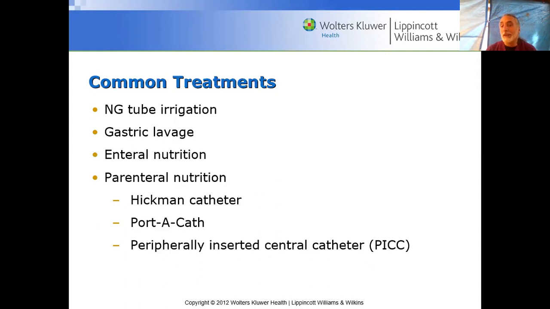So, common treatments: we may place an NG tube for irrigation to wash the stomach out. That's a gastric lavage there. With providing enteral nutrition. As you're picking up in pharmacology, enteral, parenteral. Enteral is through the GI tract. Parenteral is outside of the GI tract. Enteral nutrition, tube feeding, is given through the NG tube.